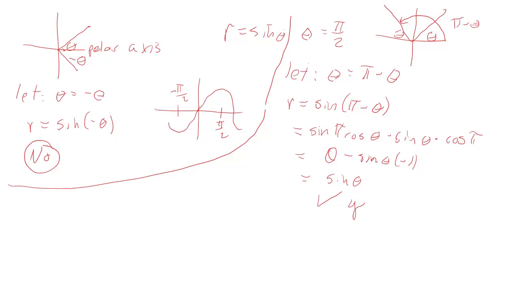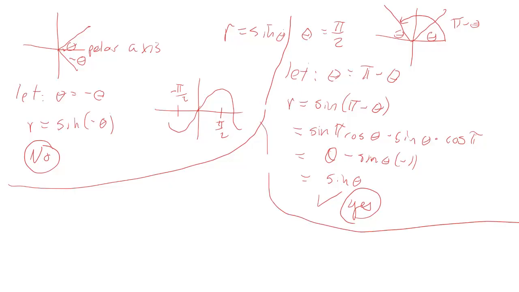So yes, it has symmetry across theta equals pi over 2. And that should make sense too, because we know that this is the graph of a circle that's tangent to the polar axis, above the polar axis, in between the first and second quadrants. So that makes sense.